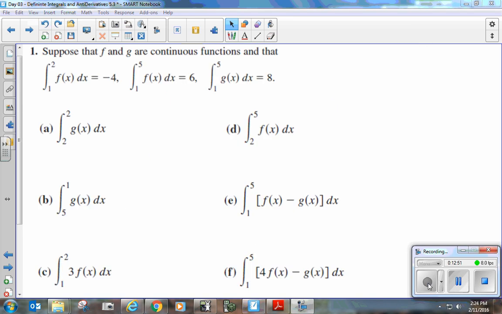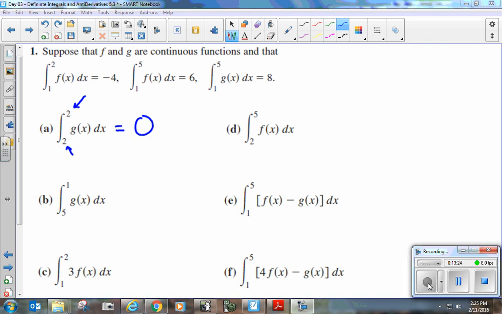Suppose that f and g are continuous functions, and that the integration of f of x from 2 to 1 is -4. The integration of f of x from 5 to 1 is 6. And the integration of g of x from 5 to 1 is 8. Let's solve all these using that information. Look at a. Can anybody tell me what a is? Why is it 0? Yeah, that's the 0 rule. If the bounds are the same, it ain't going nowhere. What about b?